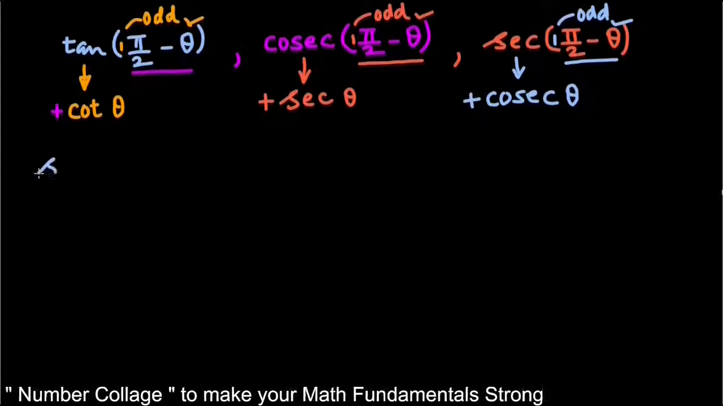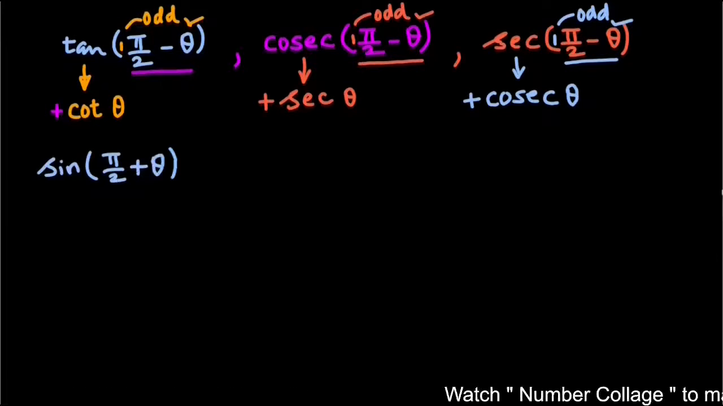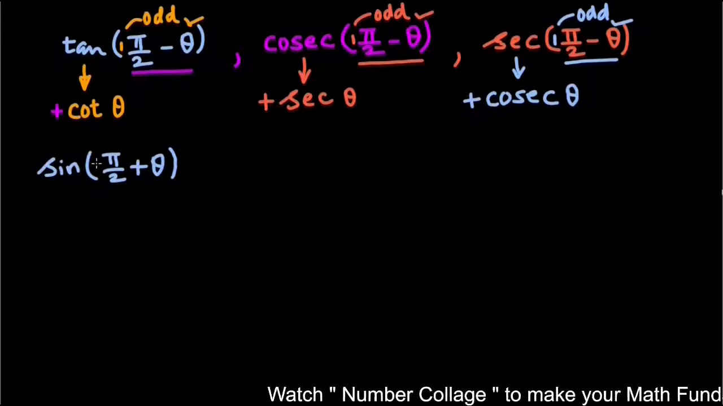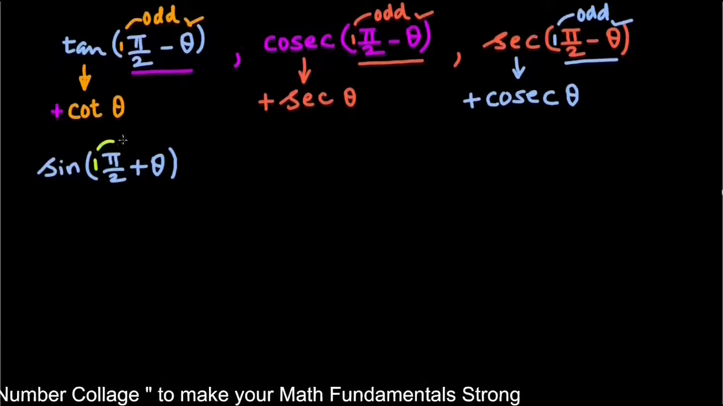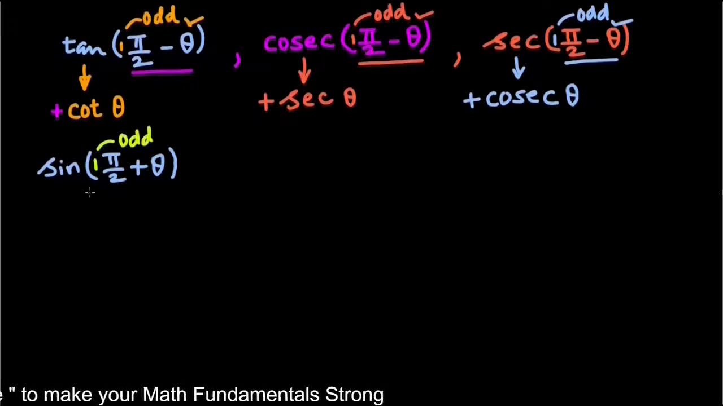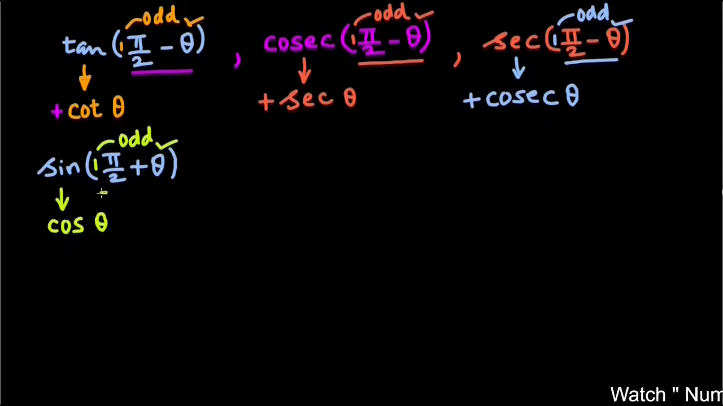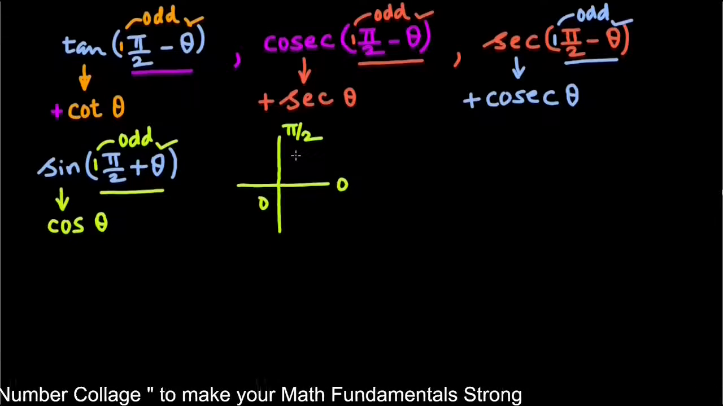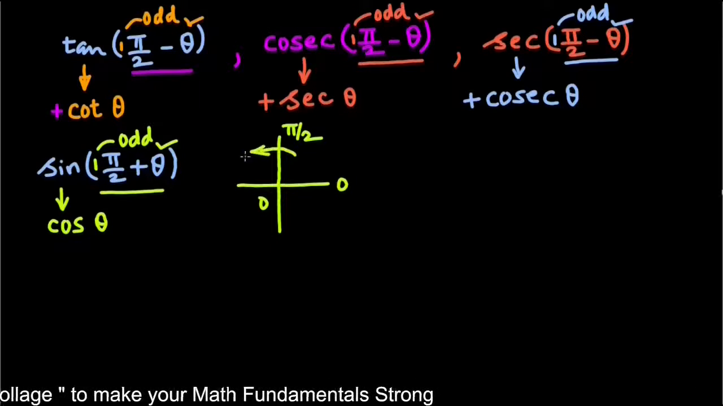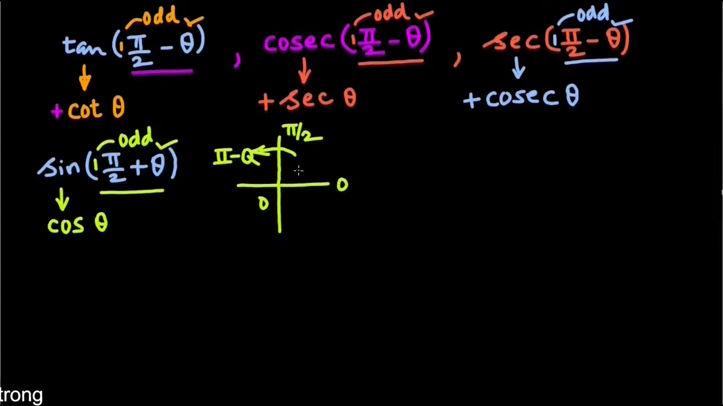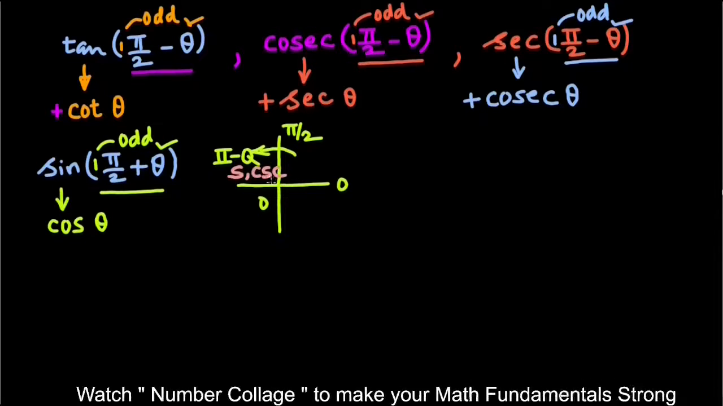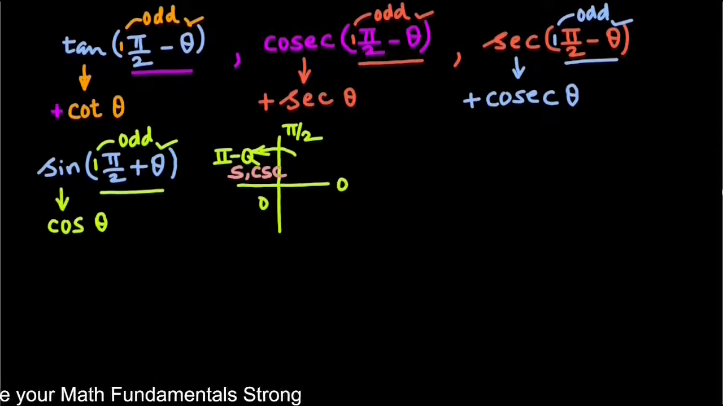Now sine of pi by 2 plus theta. Here the coefficient of pi by 2 is 1, which is an odd integer. So therefore this sine will change to cos of theta, and pi by 2 plus theta lies in the second quadrant. In the second quadrant, sine and cosec are positive. Therefore, this will be plus cos theta.